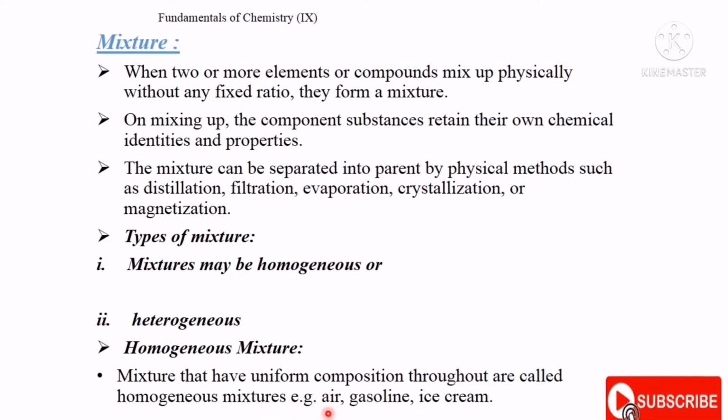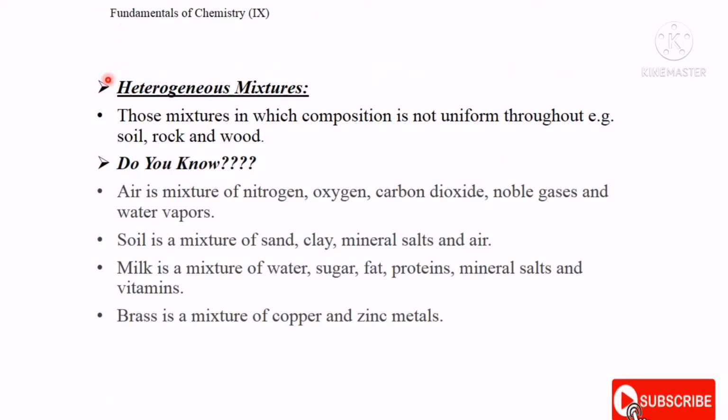For example, air is a homogeneous mixture, gasoline is a homogeneous mixture, and ice cream is a homogeneous mixture because they have uniform composition throughout the mixture. Now let's see the heterogeneous mixture: the mixtures in which composition is not uniform throughout, for example soil, rock, and wood. These are examples of heterogeneous mixtures because they do not have uniform composition throughout the mixture.